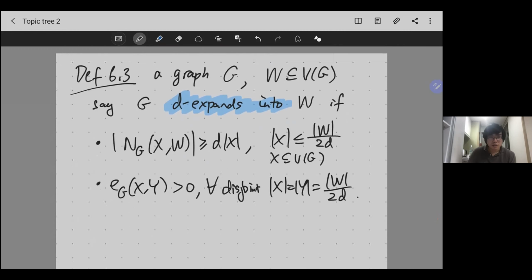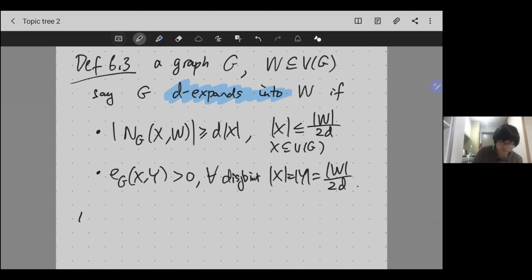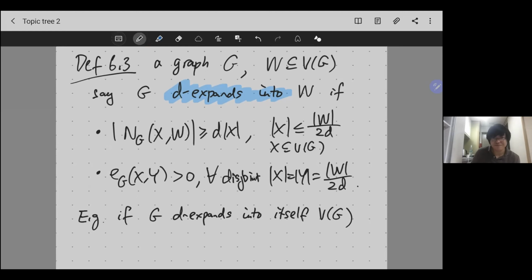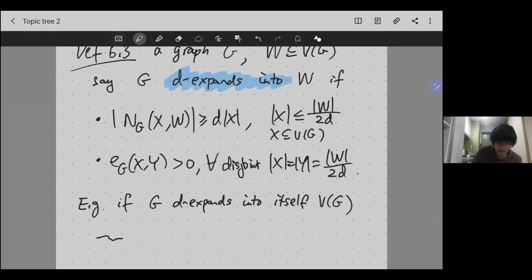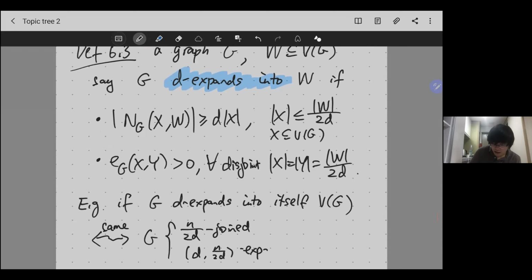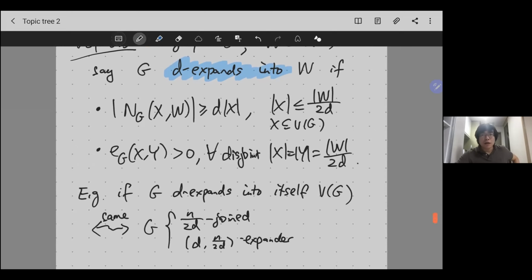To get used to this notation, for example, if G D expands into itself, V of G, the whole vertex set, then it's the same as saying that G is N over 2D joined large set connectivity, and it's a D, N over 2D expander: sets of size at most N over 2D expand by a factor of D. It's the same thing, just that we combine these two notions.